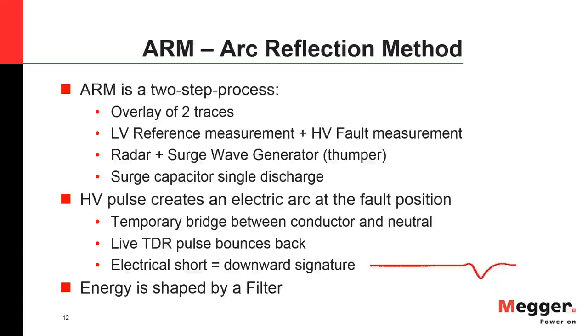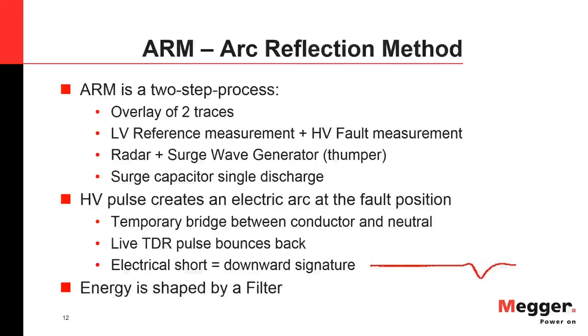Now, because the radar is in a so-called active mode, it is actively pulsing, it needs to be coupled on the cable, like the thumper, by a filter. That filter also has a few other functions. It's also shaping the energy in a way to maximize arcing time. So the radar has a maximum time frame to actually hit that fault trace.